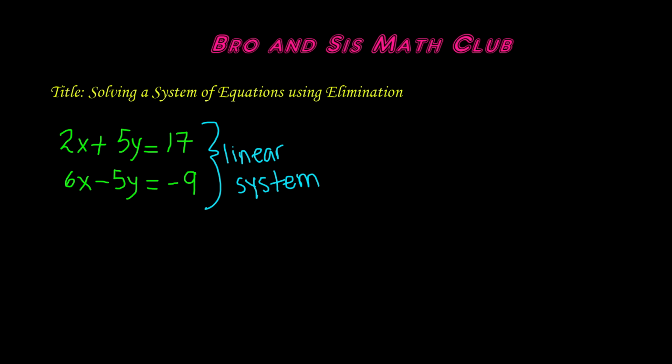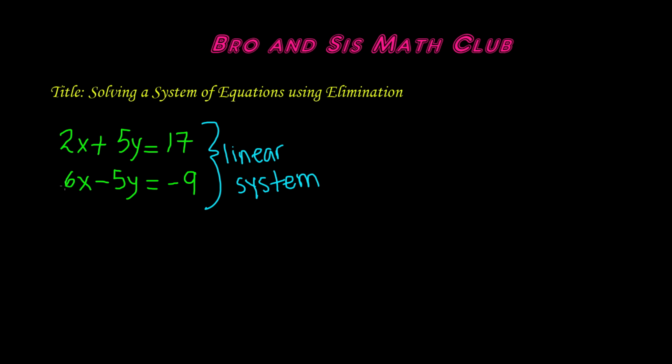Today we'll be learning how to solve a system of equations using the elimination method. In our previous two videos, we learned the graphing method and the substitution method. When you're eliminating, you're basically trying to find two terms which are like terms, and you're trying to cancel them out.